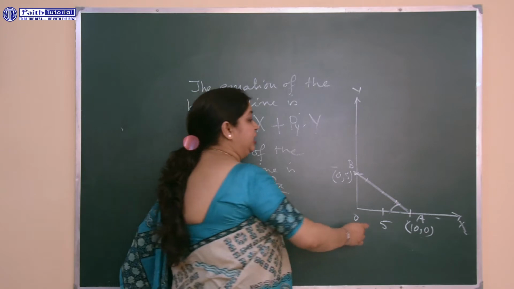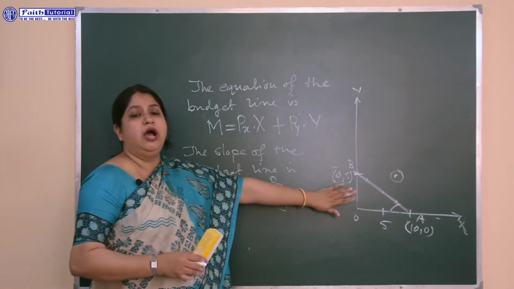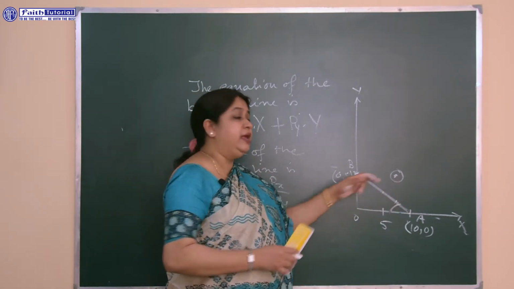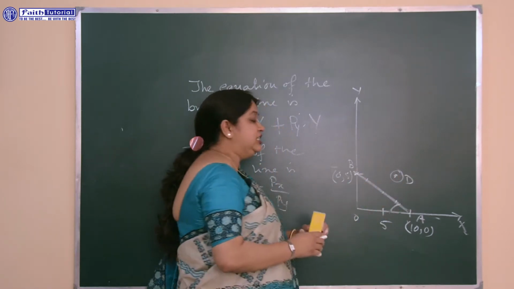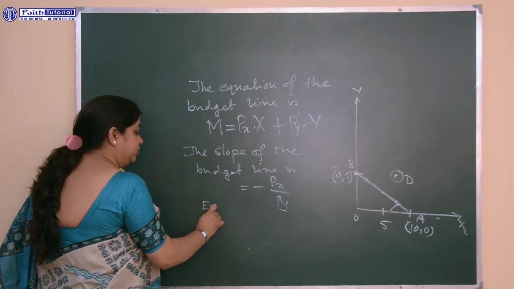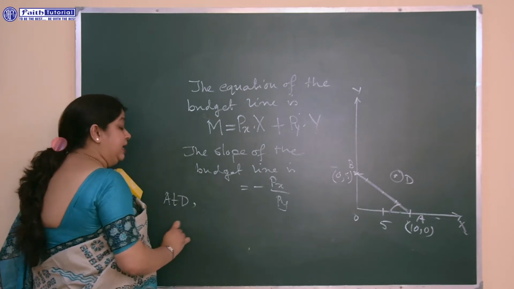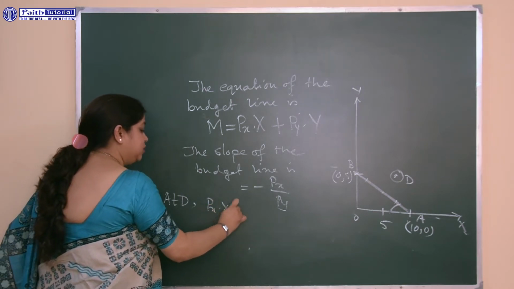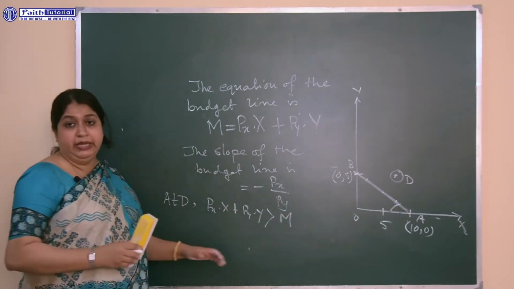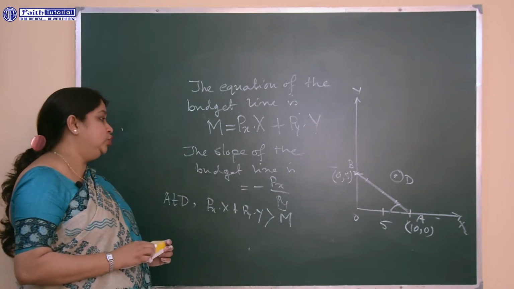Now any combination lying outside the budget line is not affordable to the consumer. The consumer cannot afford any combination, say D, which is lying outside the budget line, because at D expenditure will be greater than income. That means Px·X plus Py·Y will be greater than income at D. So the D combination is not affordable by the consumer.